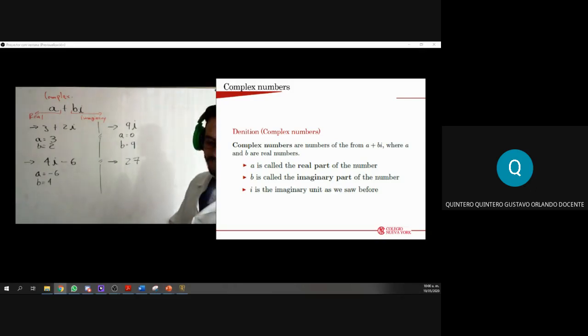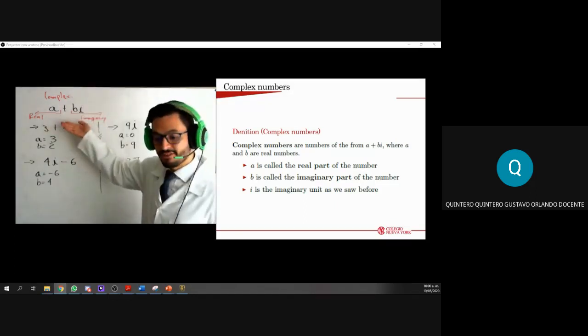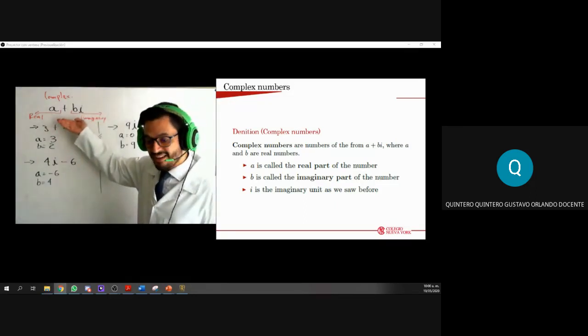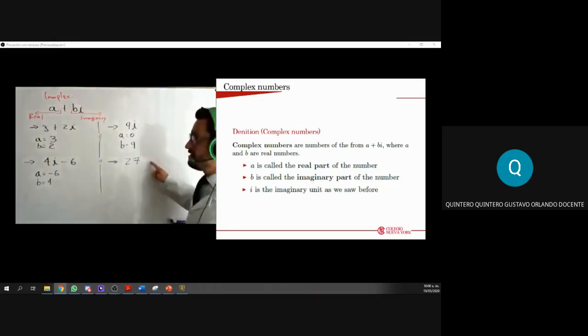Okay. We have some people answering. So far, I only see one right answer. Because for us to know if this is a complex number or not, it has to have this configuration, right? It has to have this configuration. And I don't see the i.